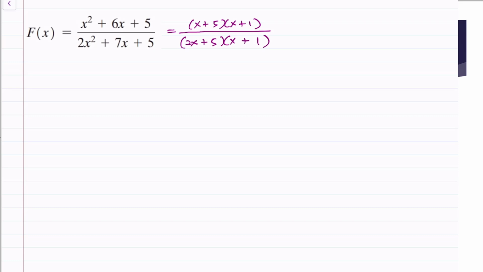Now you might notice something. You have a common factor of x plus 1, and so your first inclination might be to cancel that. And I totally agree. I would cancel it too. And so the end result after simplification would be x plus 5 over 2x plus 5, and that cannot be further simplified.